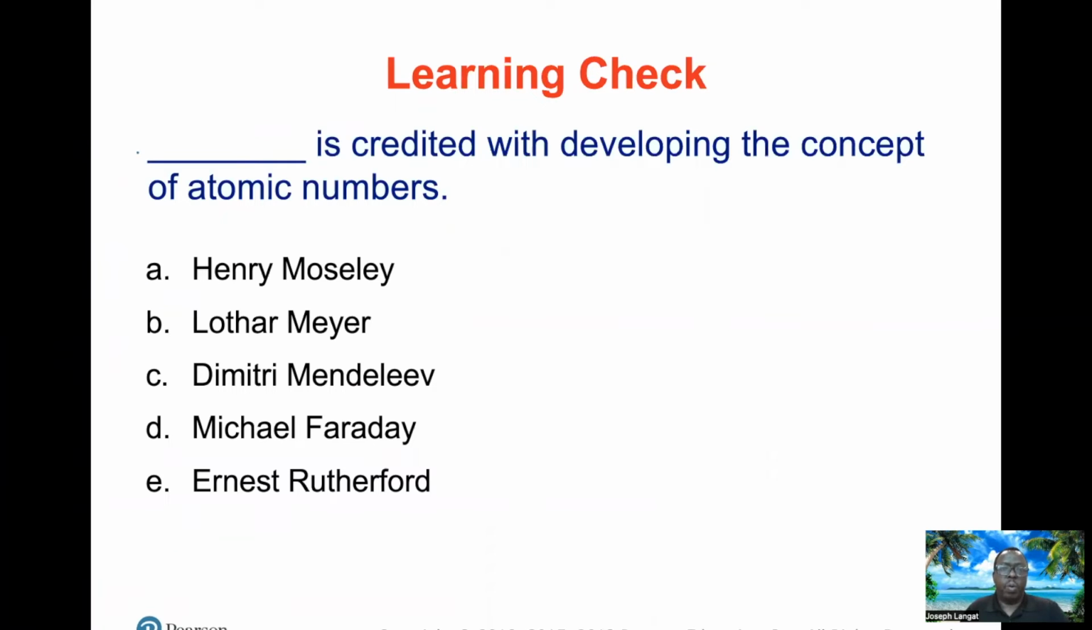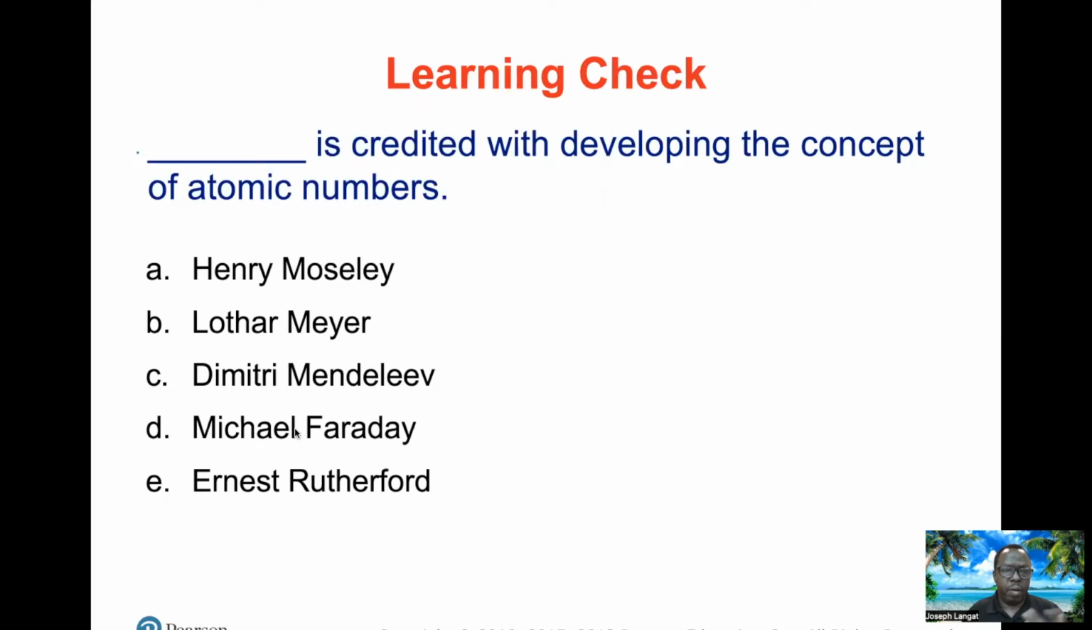Now, this is a typical question you will encounter either in a quiz or exam. So you need to know the contribution of each of these scientists. Henry Moseley is credited for developing atomic number. The correct answer for that is A. Lothar Meyer, you will only see being mentioned. They don't give him credit, even though he came to the same conclusion as Dmitri Mendeleev, but because he didn't predict yet undiscovered elements at that time, he is not given the credit.